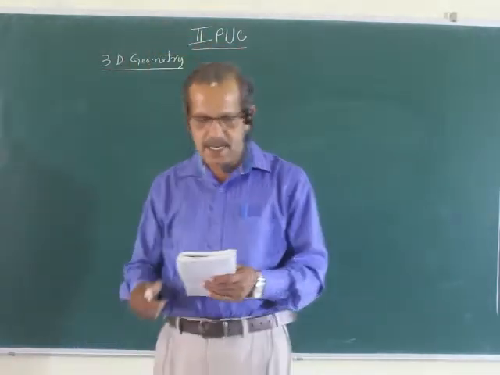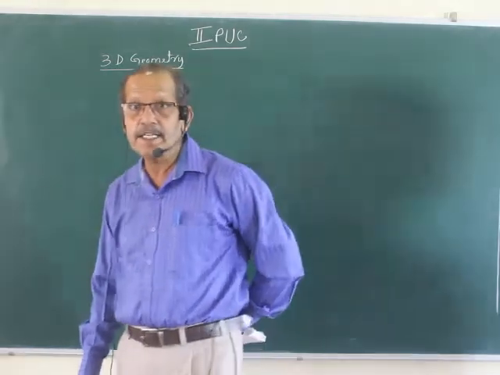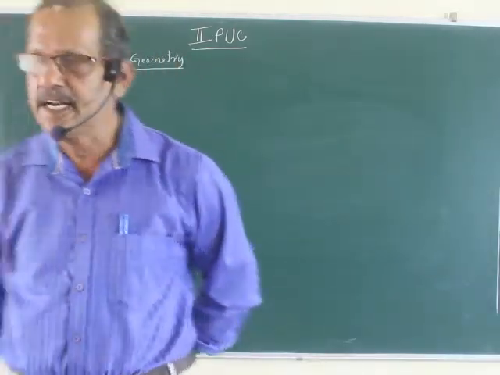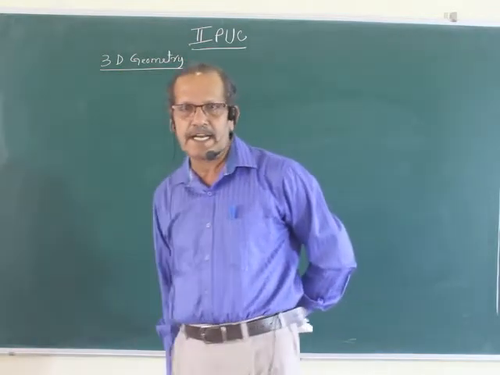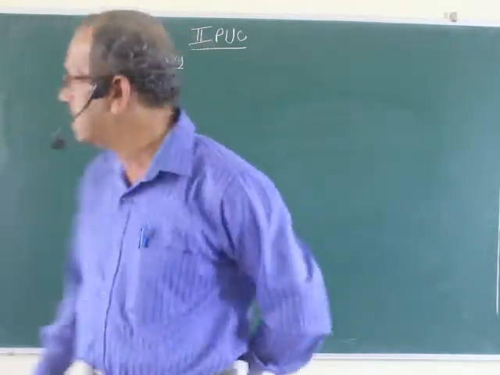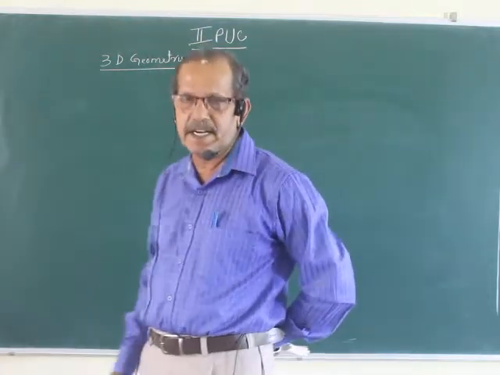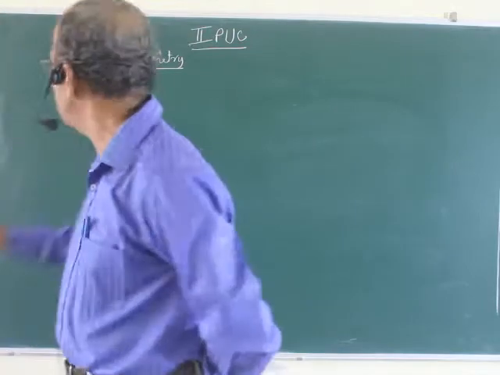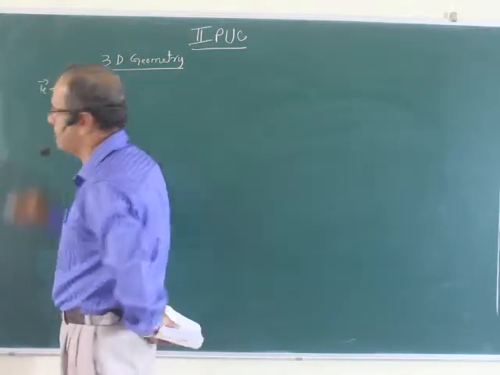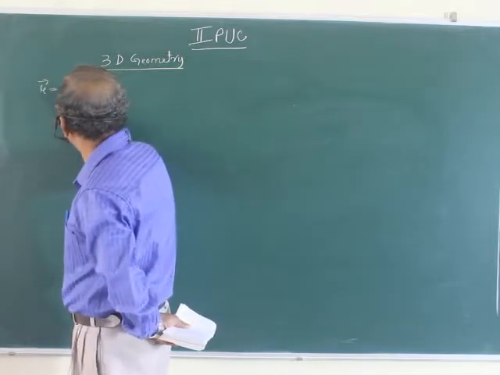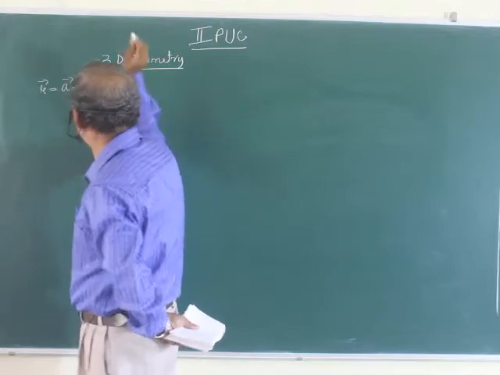Good morning, students. Let us continue straight lines in three-dimensional space. How to write the equation of the straight line. Right. Now, already we have written the equation of the straight line. General form is R equal to A plus lambda into B.